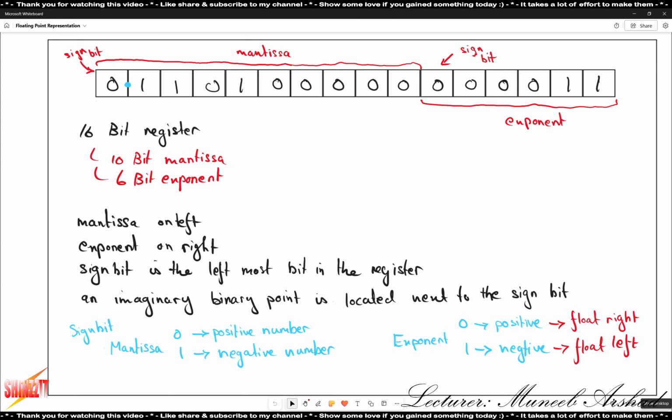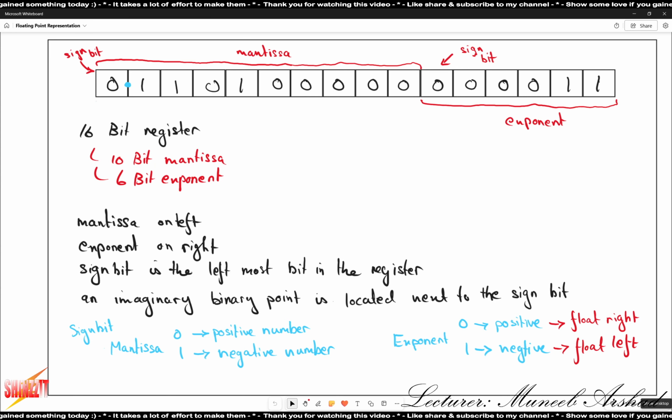Now over here, I've taken a register, which is a 16-bit register, जिसमें 10 bits are allocated for the mantissa and 6 bits are allocated for the exponent. And the number is basically stored in the binary form. ठीक है. So ये एक standard form है जो कि IEEE ने probably 65 के अंदर standardize कर दी थी.